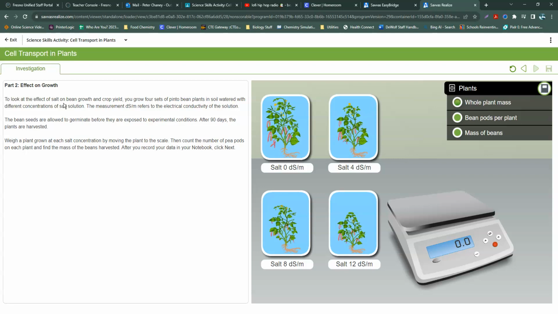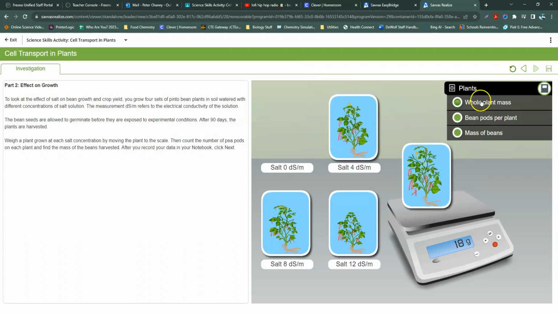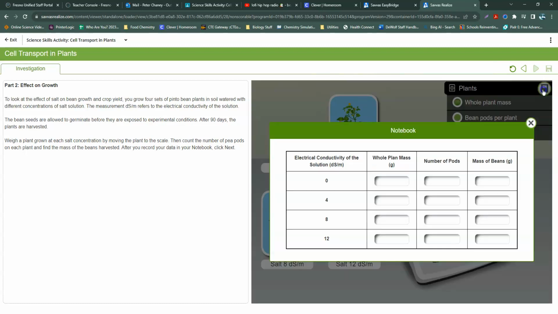Weigh a plant grown at each salt concentration by moving the plant to the scale, then count the number of pea pods on each plant and find the mass of the beans harvested. After you record your data in your notebook, click Next. So here's what we do. We're going to start with a 0 salt concentration. We'll weigh it, 18 grams. Oops. And we will click on our notebook here. And 0 is 18.